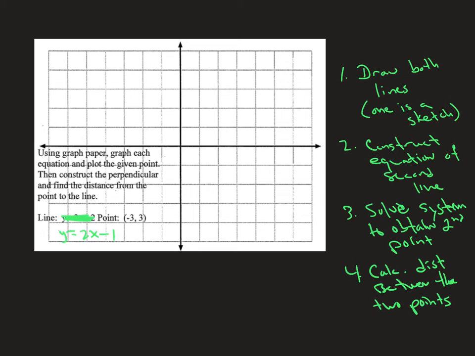Let's go through a systems check here. First, we're going to draw both lines. One of those lines is a sketch, right? This I can plot perfectly. The perpendicular line, wherever it is, is going to be sort of a sketch, starting from this point through this line perpendicularly. Then we are going to, using the slope of this line, identify the slope of the perpendicular line, use this point, and construct the equation of the second line. Then we're going to take those two equations and solve the system to obtain a second point, which is the point of intersection, and then we're going to calculate the distance between said point of the system and the original point, and that will be our final answer.